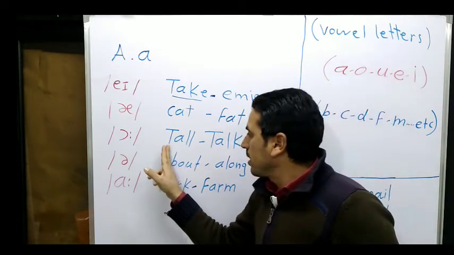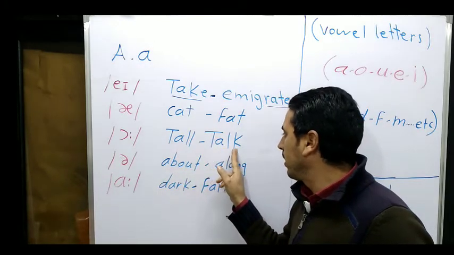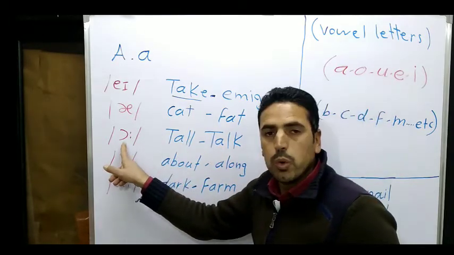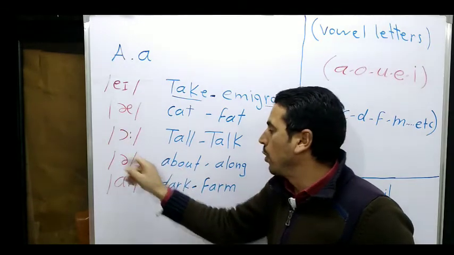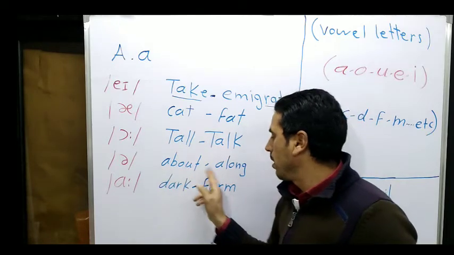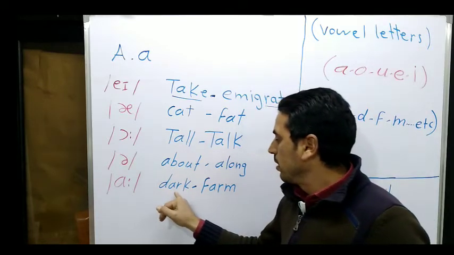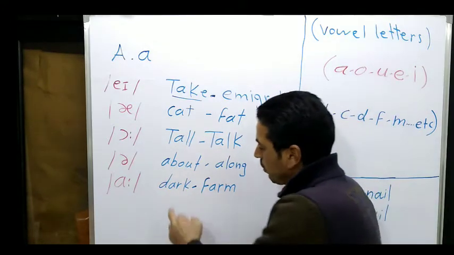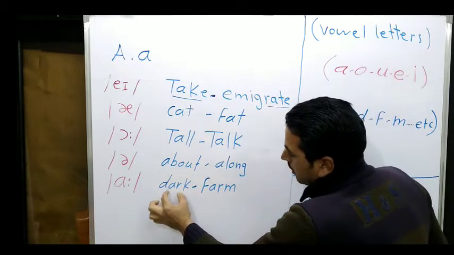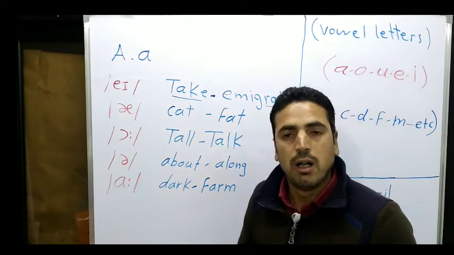Other situations: here, T, A, double L, tall, and talk, we pronounce O, not A. And here we have about, alone. The last sound is in dark, far. Whenever we have the vowel A followed by R in the middle of the word, farm, dark, we pronounce it as R.